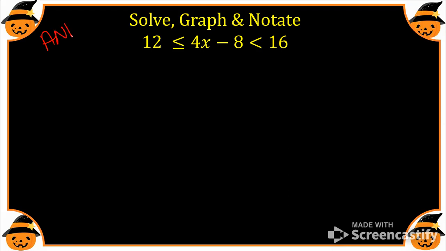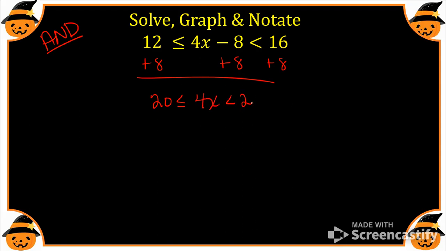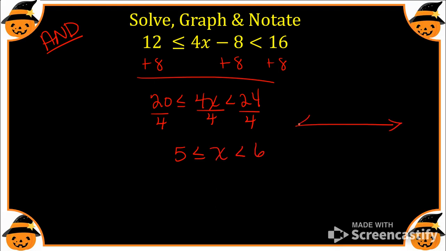Here we have an "and" inequality. We're going to add 8 to the left, the middle, and the right. We're going to have 20 is less than or equal to 4 times x, which is less than 24. We're going to divide by +4, and we get 5 is less than or equal to x, which is less than 6. We have a 5 and a 6. This is saying x is equal to 5 or greater and less than 6, but not equal to 6. So it's sandwiched in between. So we have a bracket, and then we have a parenthesis.